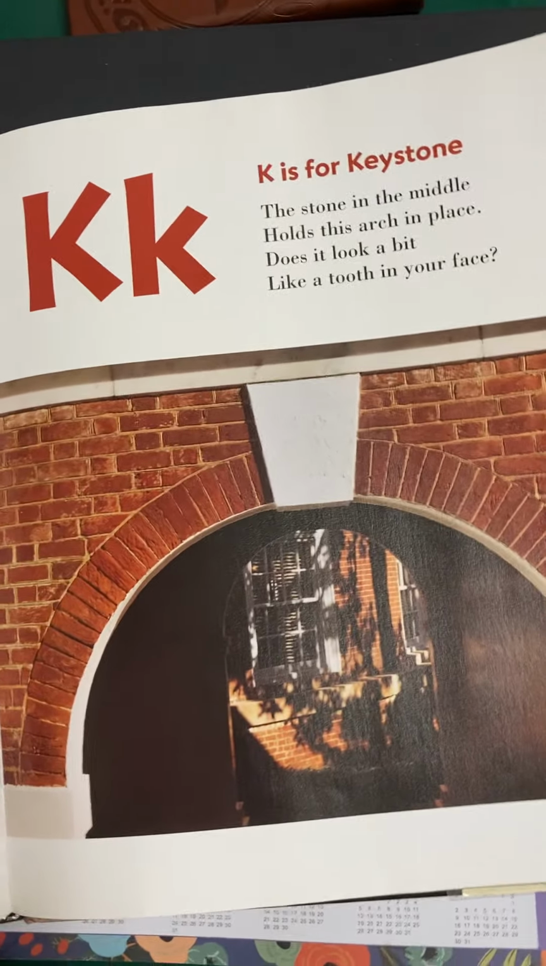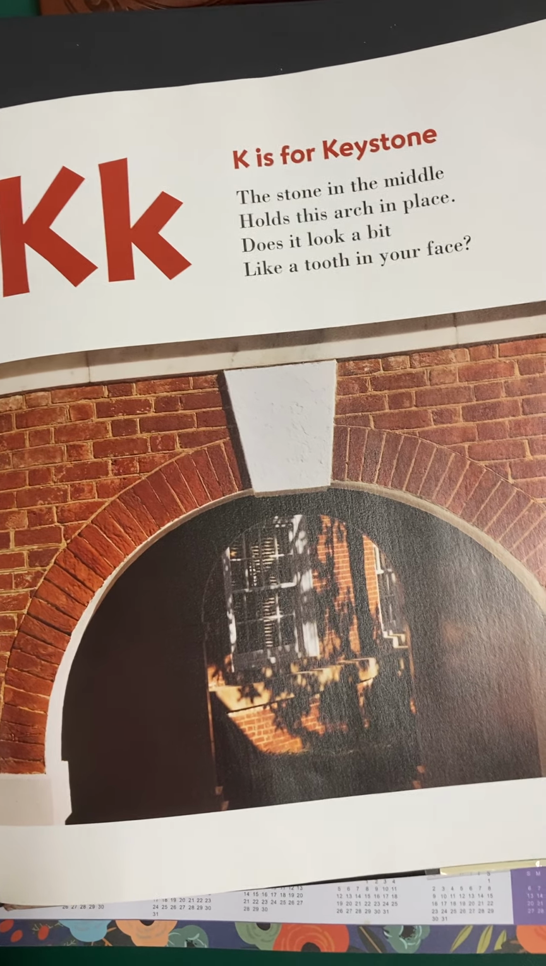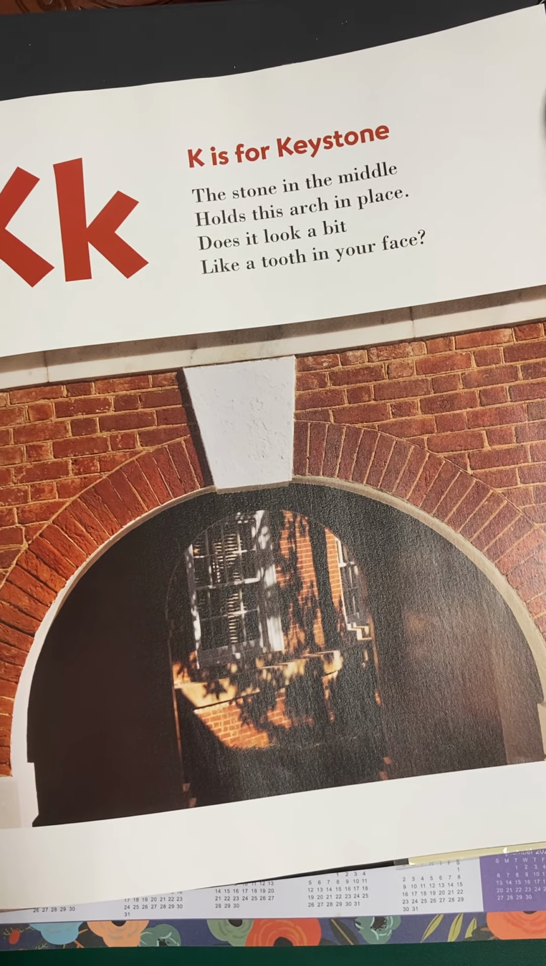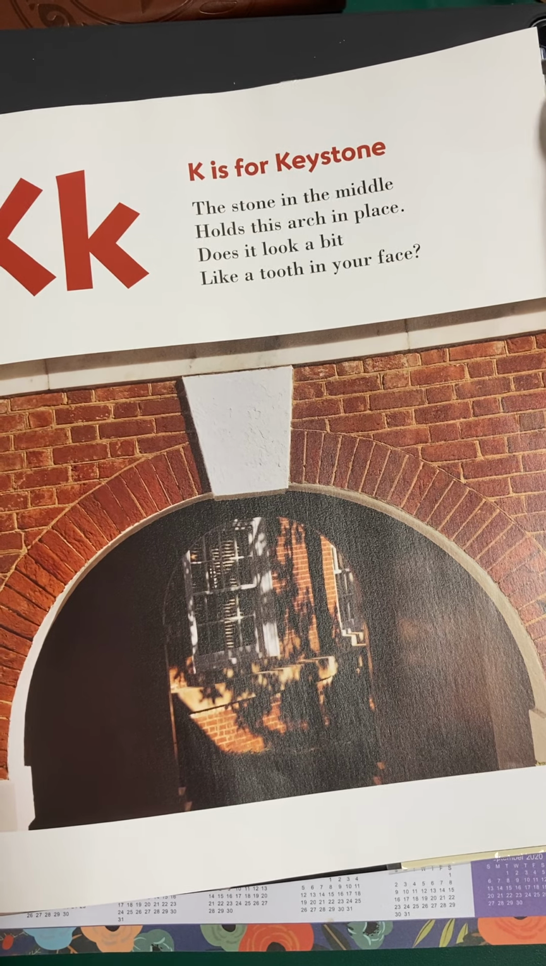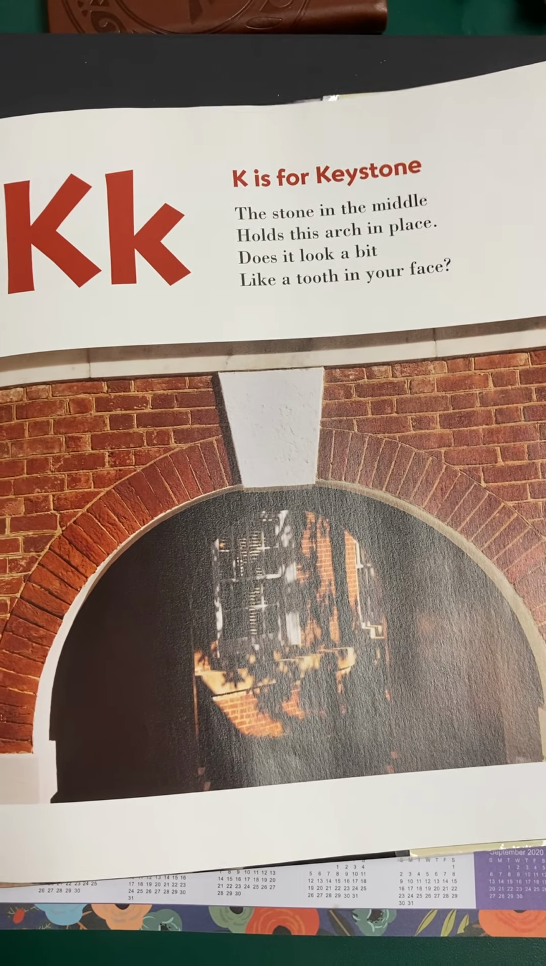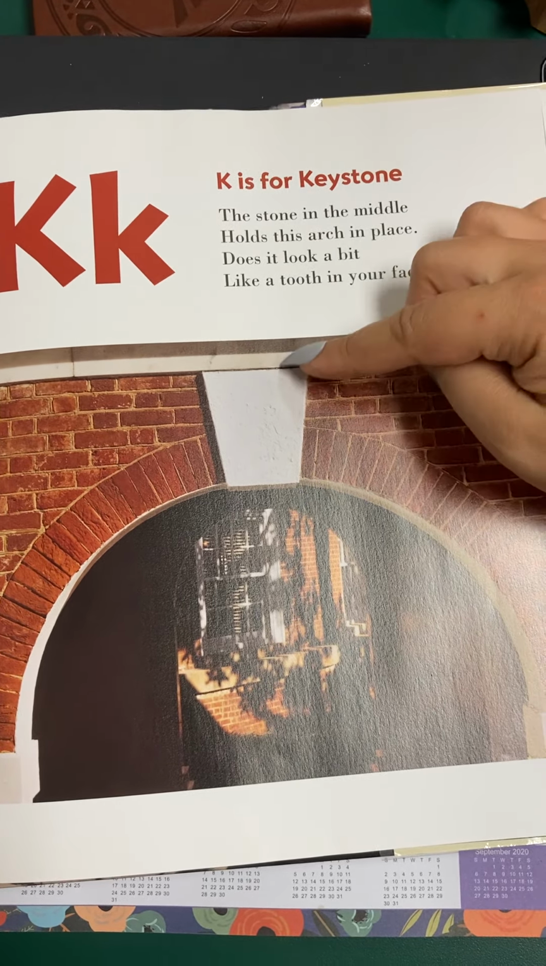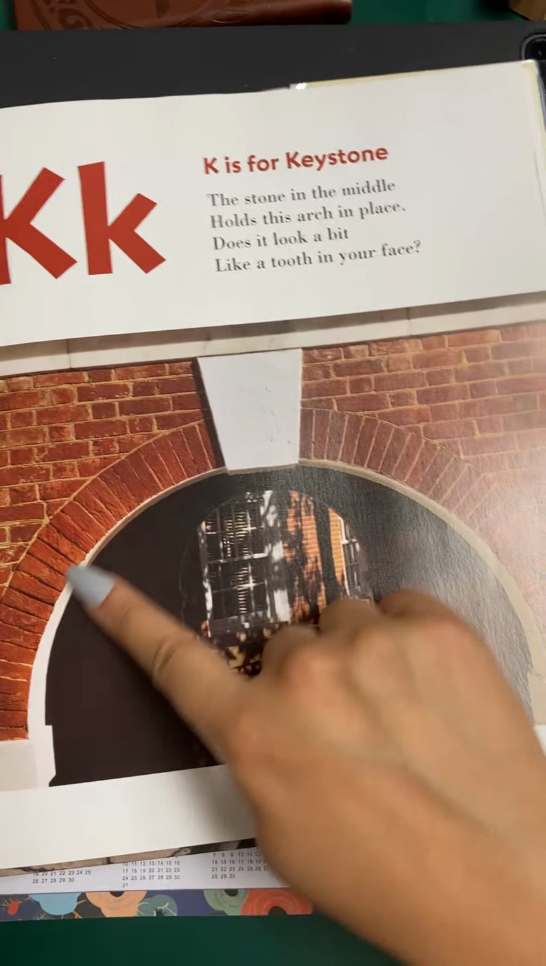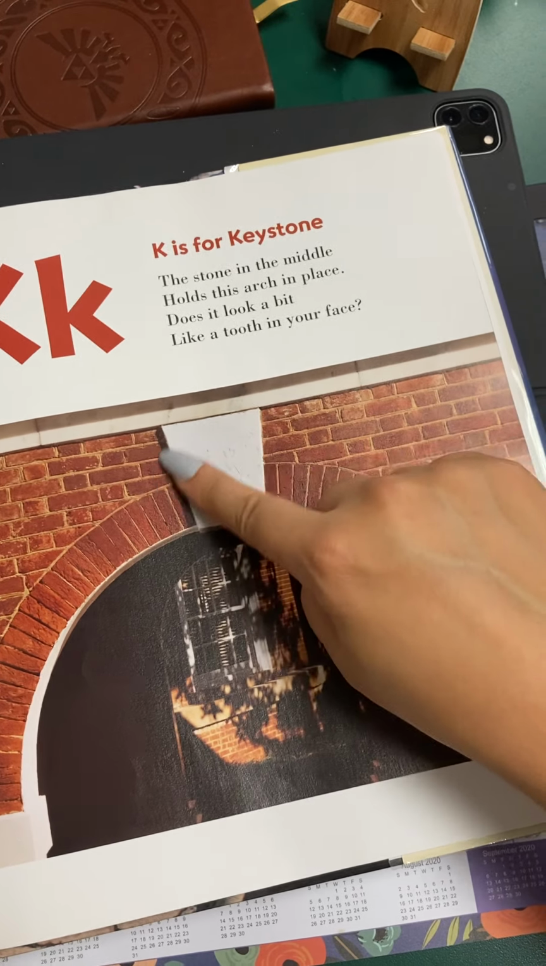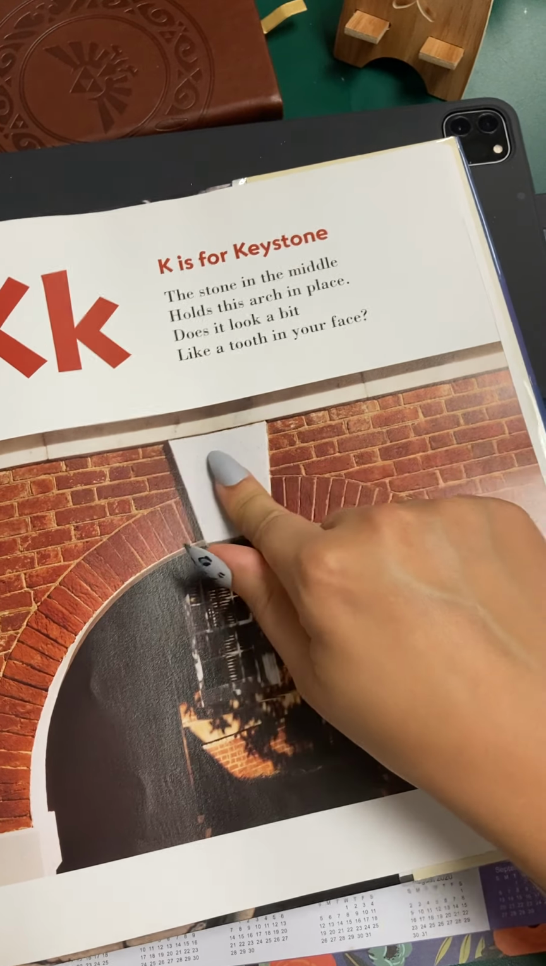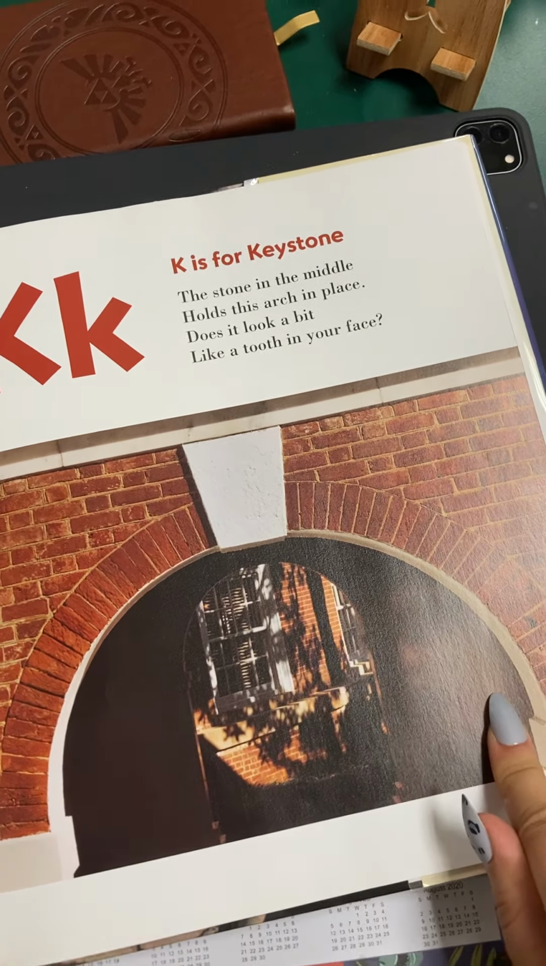K is for keystone. The stone in the middle holds this arch in place. Does it look a bit like a tooth in your face? So it's another kind of body part. They're talking about this. So again, when you have an arch, the arch gives your structure support, but then the keystone here is what gives the arch itself the support.